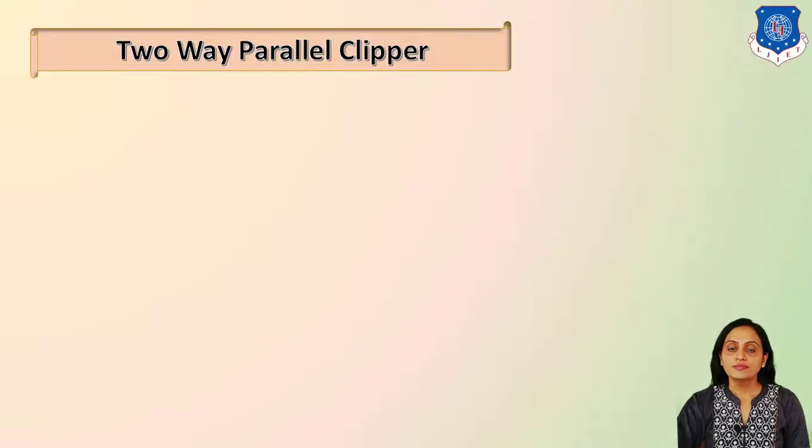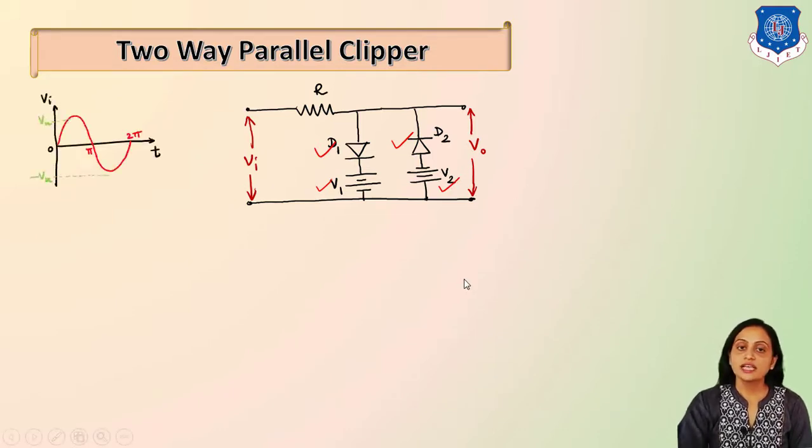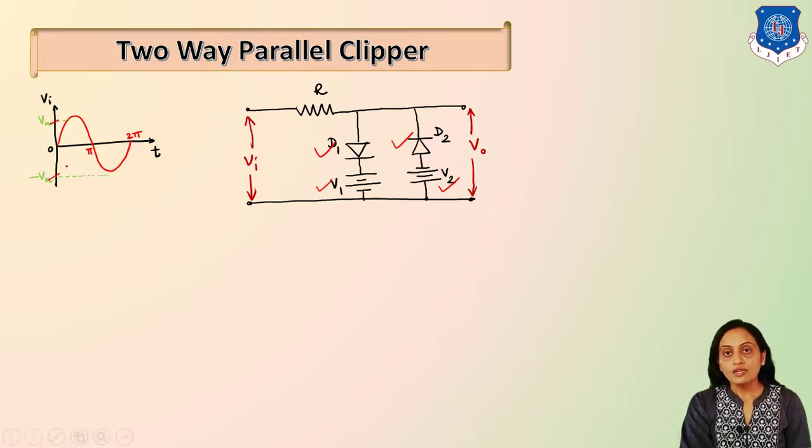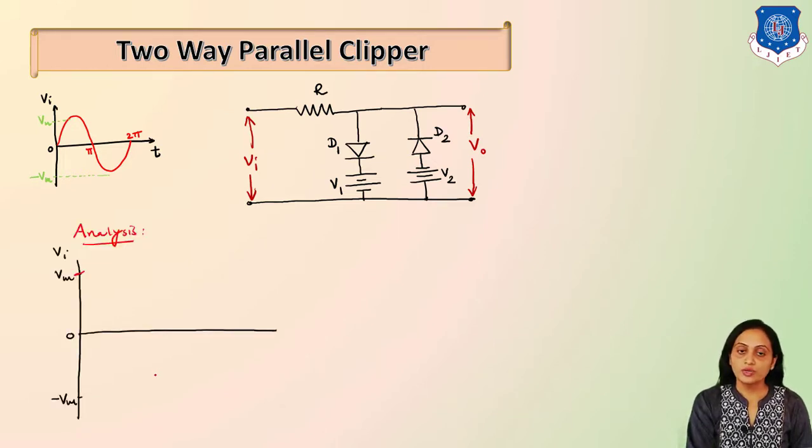So let us begin. This is the circuit diagram for the two-way clipper. You will find over here there are two diodes D1 and D2, and two reference voltages V1 and V2 are placed over here. In this type of circuitry, if I am applying a sinusoidal signal from Vm to minus Vm, then what will be the output voltage waveform that we are going to plot? For that, let us do the analysis first. We will plot the input voltage range. Here it is from Vm to minus Vm.